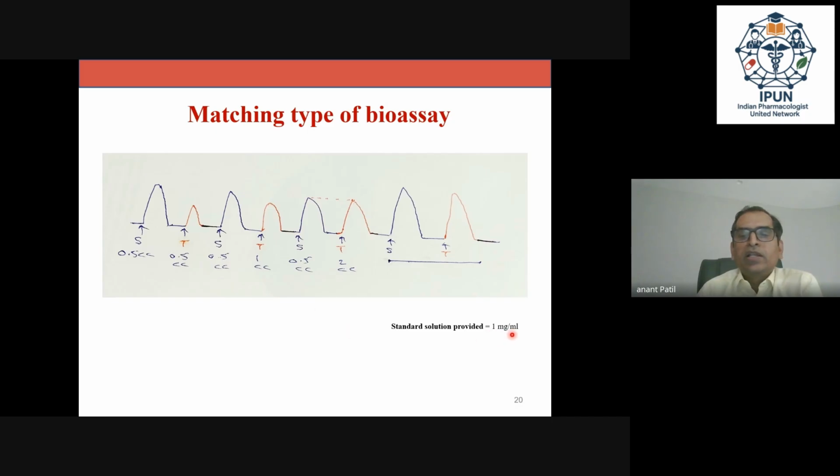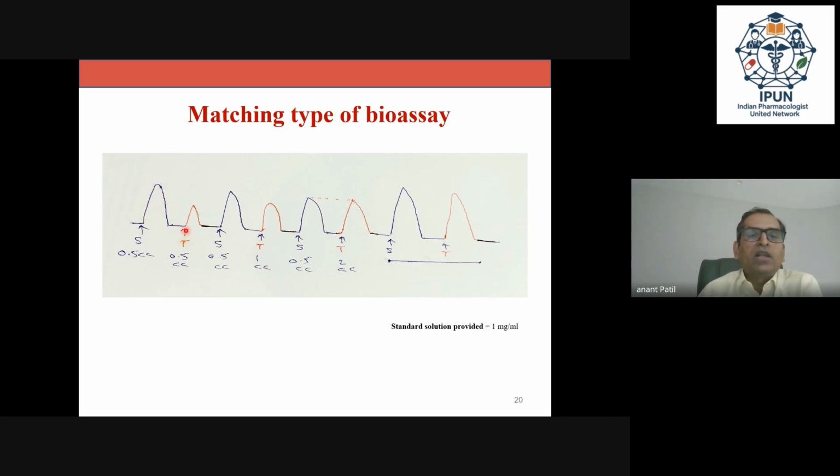Suppose the technician has given me a standard solution and says that this standard solution is 1 milligram per ml. I will take maybe 0.5 cc of this standard solution, because I know that if 1 ml contains 1 milligram, then 0.5 ml would contain 500 micrograms. Because she has given me the concentration strength, I take 0.5 ml and put it in contact with the guinea pig ileum. The guinea pig ileum contracts and some contraction is seen here.